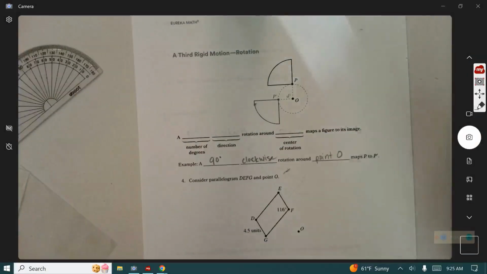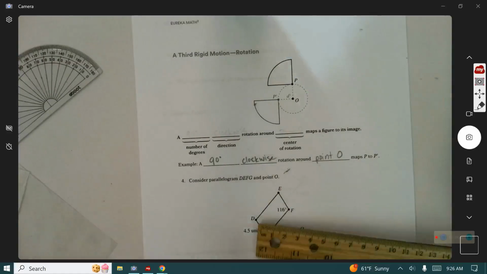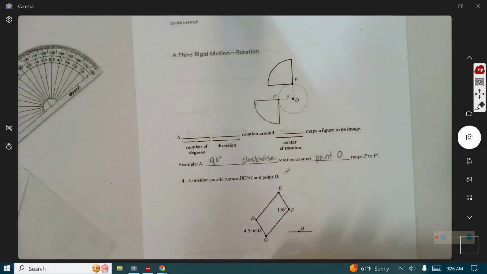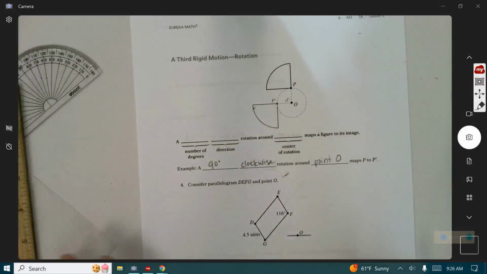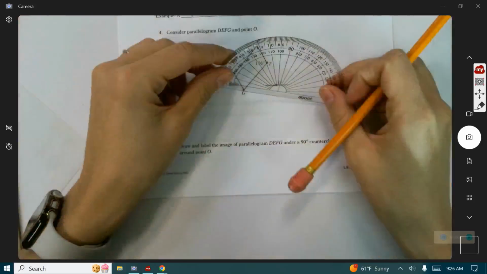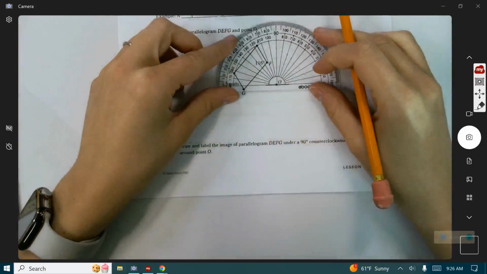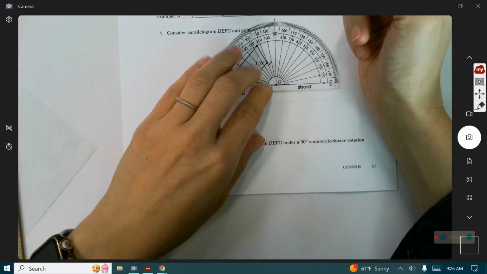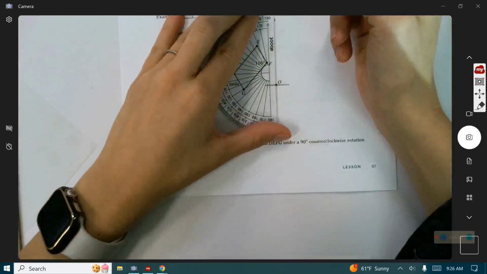For number 4, consider parallelogram DEFG and point O. Draw and label the image of parallelogram DEFG under a 90 degrees counterclockwise rotation around point O. So to begin, we're always going to start by drawing a line through our center of rotation. That's our guide. It wants a 90-degree rotation, so we're going to create a 90-degree angle mark. Again, lining up the center of your protractor with the point and creating a mark at the correct angle.